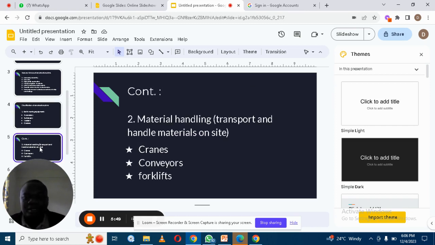Number two, we have material handling equipment. Material handling equipment will include cranes, conveyors, forklifts. These ones are used to transport and to handle materials on sites.